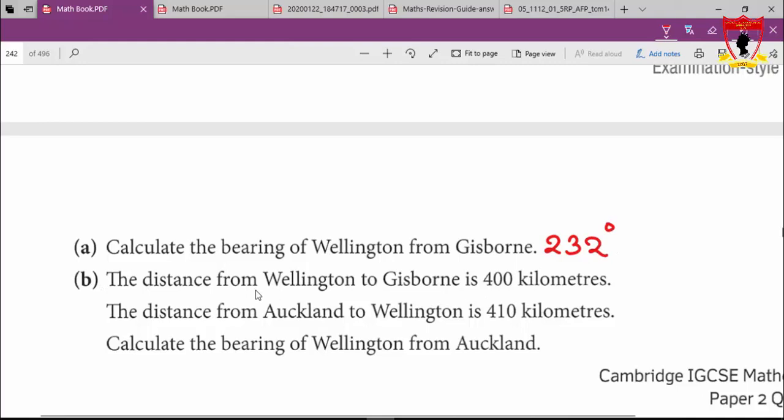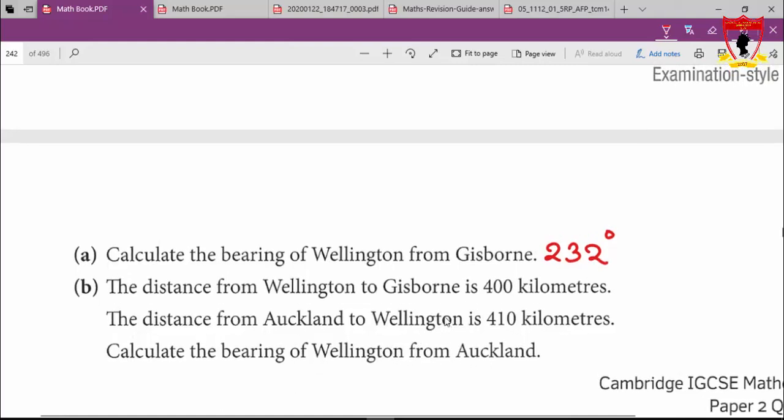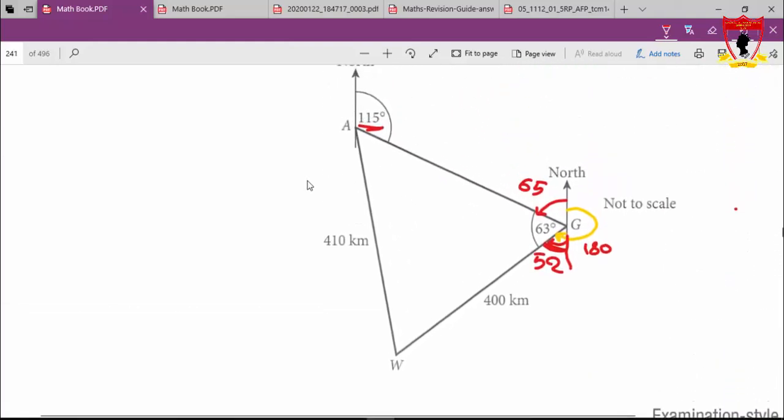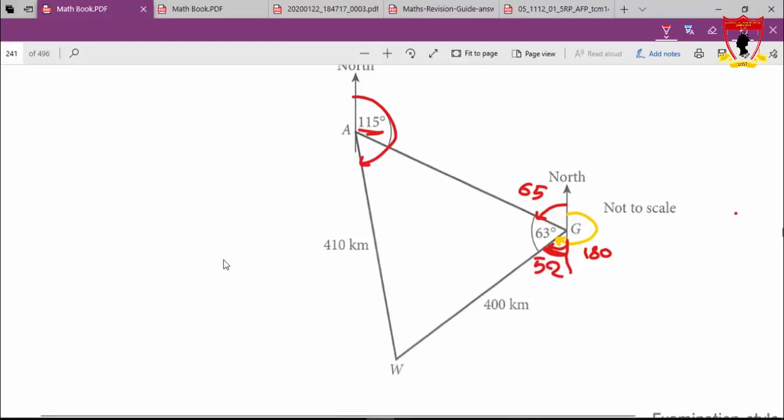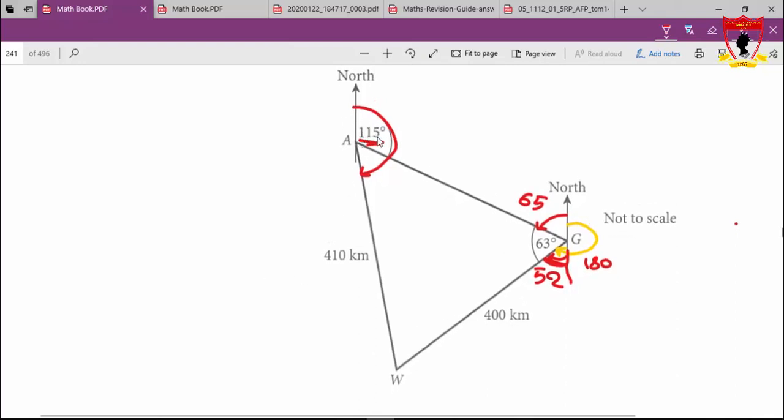The distance from Wellington to Gisborne is 400 kilometers. The distance from Auckland to Wellington is 410 kilometers. These are given in the diagram. Calculate the bearing of Wellington from Auckland here. This time we need to calculate this from the north of A clockwise all the way to the line that goes to W. We know this piece, it's 115 degrees. Now we need to find this angle.